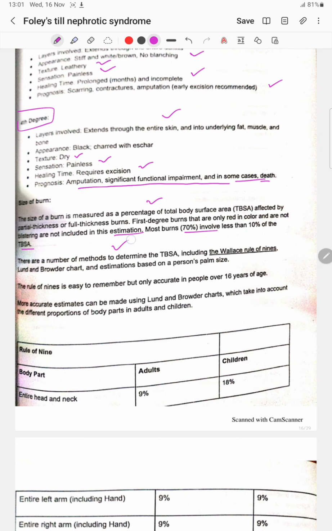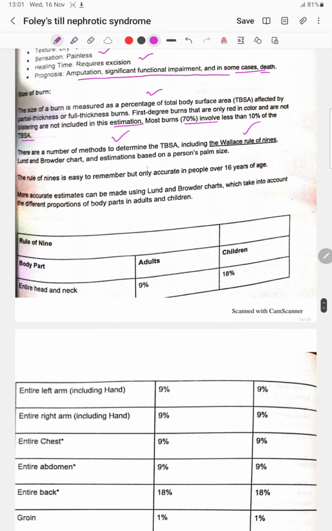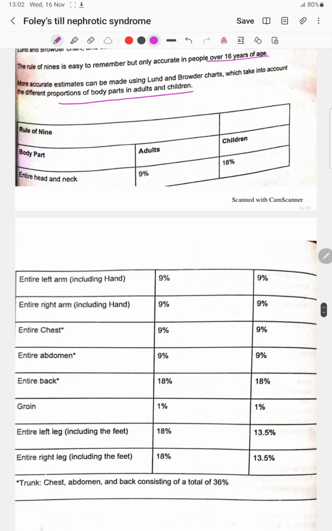There are a number of methods to determine the TBSA, which is the total body surface area, including the Wallace rule of nines, the Lund and Browder chart, and the estimation based on the person's palm size. The rule of nines is easy to remember, but only accurate in those over 16 years of age. The most accurate estimation can be made using the Lund and Browder chart, which takes into account the different proportions of the body parts in adults and children.